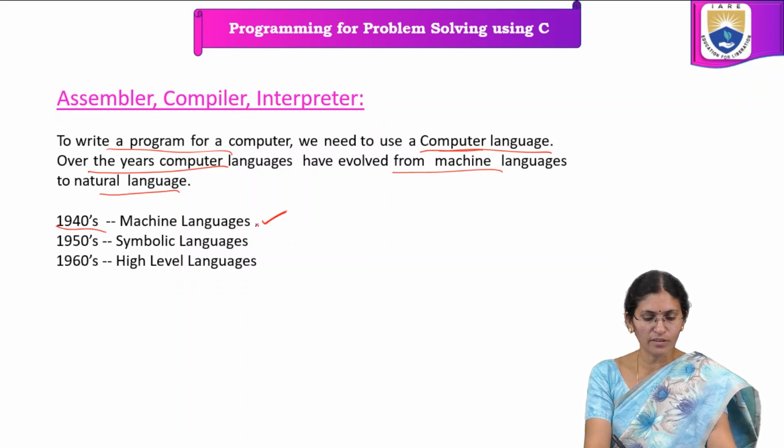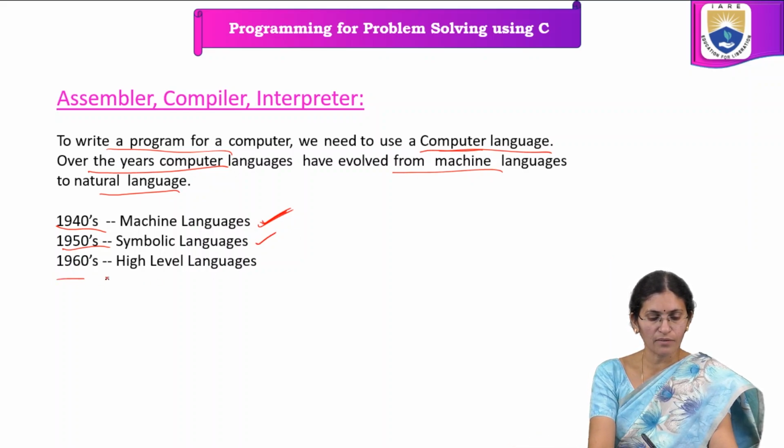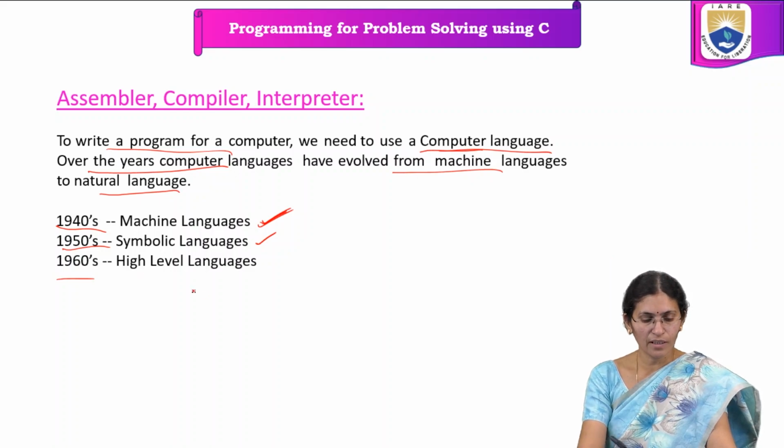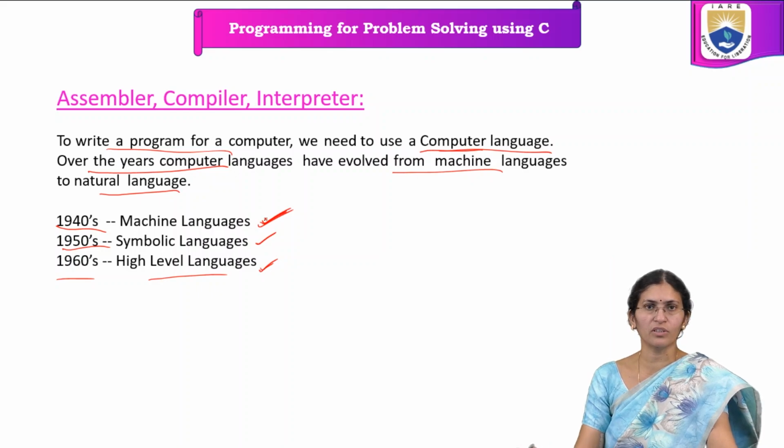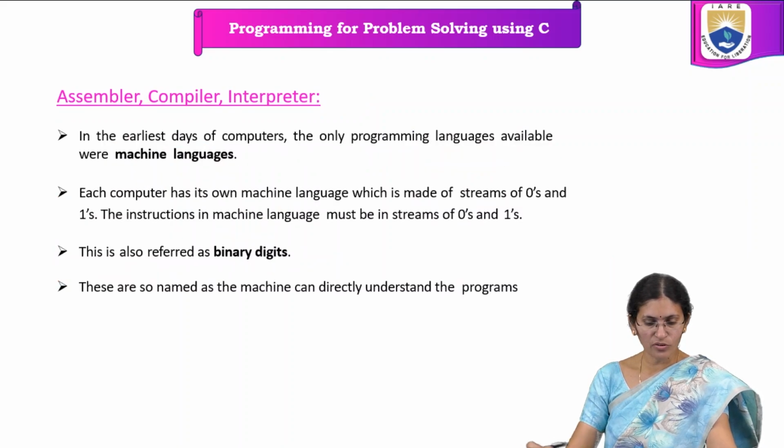In the 1940s, machine languages came into existence. After that, in the 1950s, symbolic languages were developed, which were easier than machine languages. Then in the 1960s, high-level languages came into existence. These were more user-friendly, and humans can read and understand them more easily as compared to symbolic or machine languages.